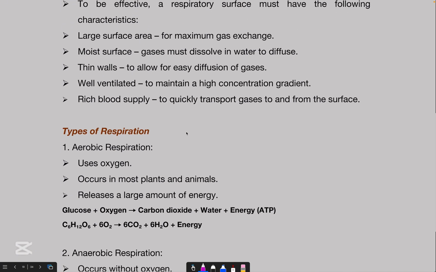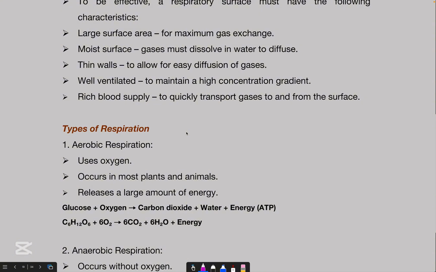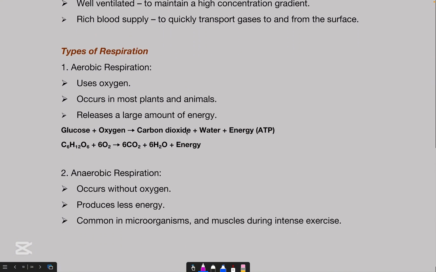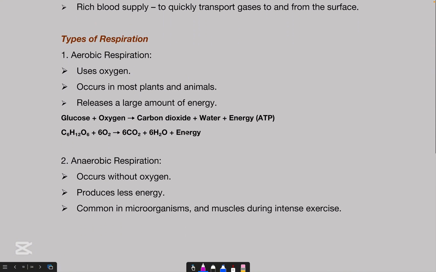Now, types of respiration. We have aerobic respiration, and then we have anaerobic respiration. Aerobic respiration is that respiration that requires oxygen. Example is the breakdown of glucose to give us carbon dioxide and water with the release of large amounts of energy. Then anaerobic respiration occurs without oxygen and it produces less energy. It is common in microorganisms and muscles during intense exercise.